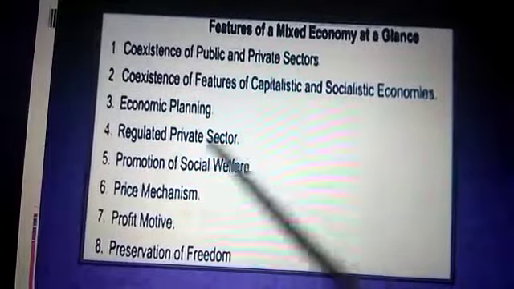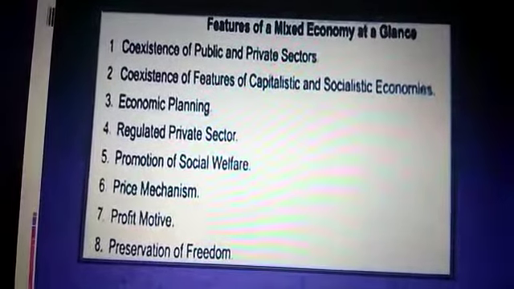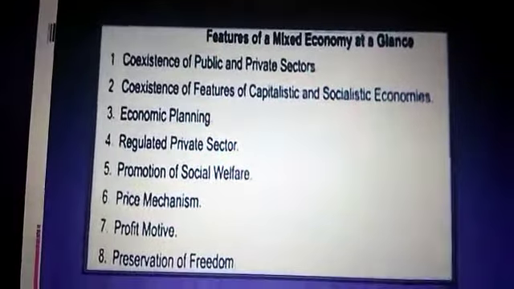There is complete preservation of freedom in a mixed economy. I hope it's clear to you all, children.